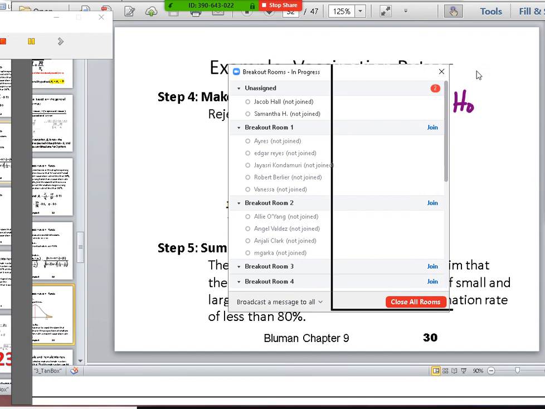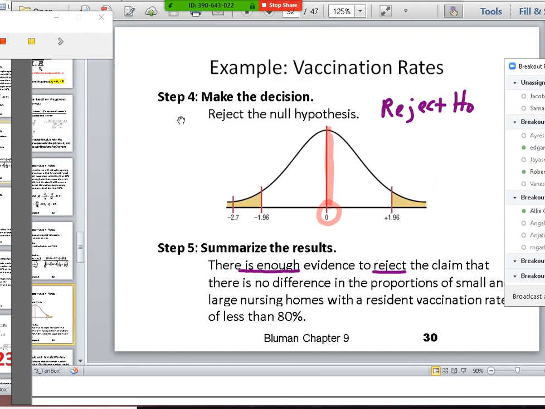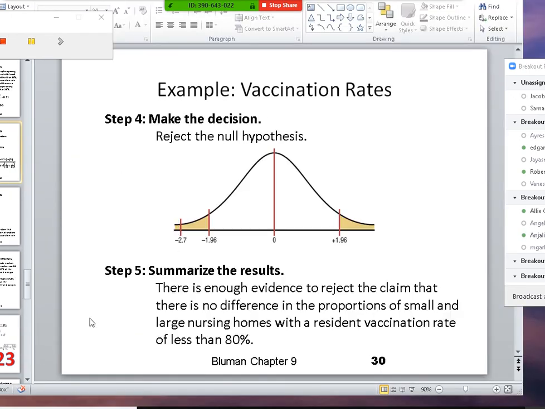I have a question. Yeah. So I have to do the 5 steps, right? For every problem, I have to do every step. Yes, you have to do all 5 steps for everyone. Is that your question? Okay.